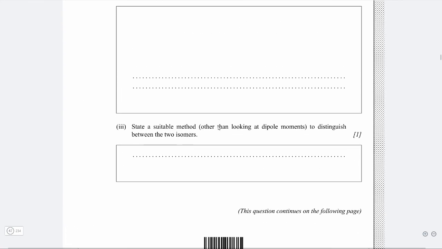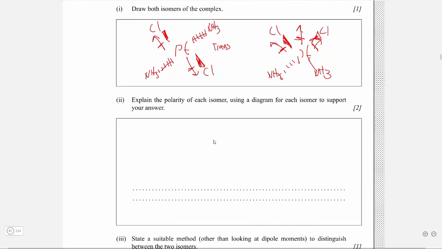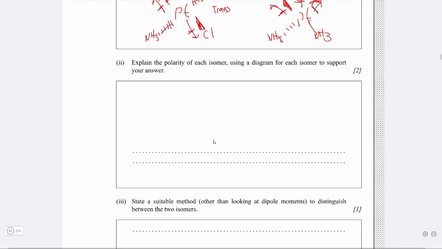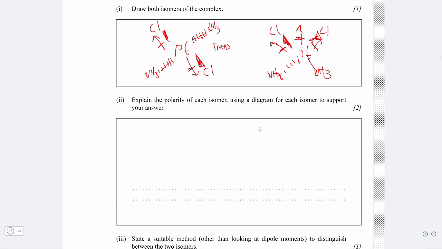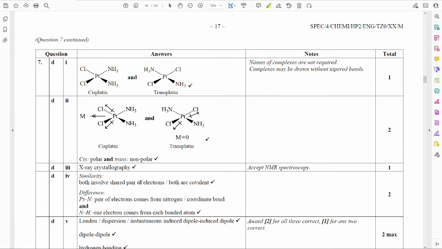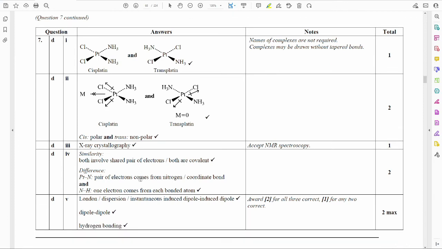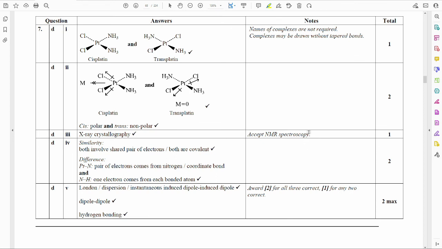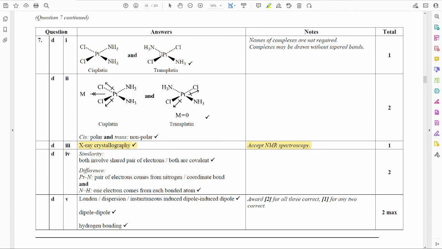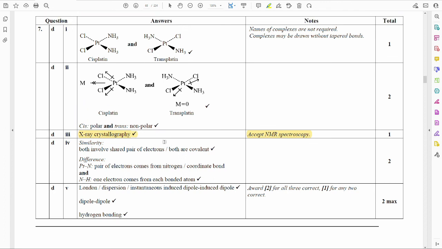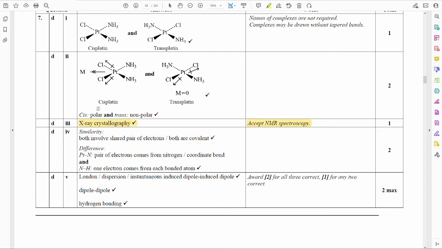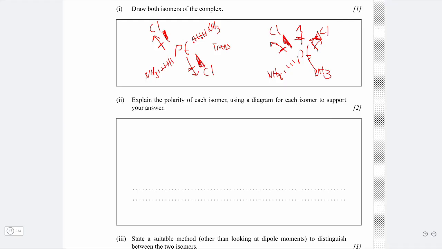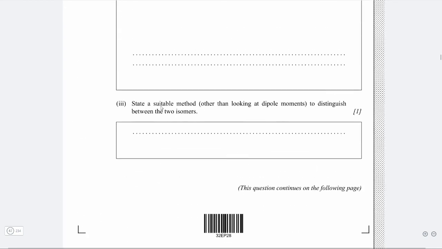And state a suitable method other than looking at dipole moments to distinguish between the two isomers. Maybe NMR. I'm not sure. Look, let's see. Oh, okay, except NMR. But X-ray crystallography is the one which is, I guess, most widely accepted, because I don't think NMR for distinguishing between complexes is covered in the curriculum. But X-ray crystallography is apparently. So that's it.